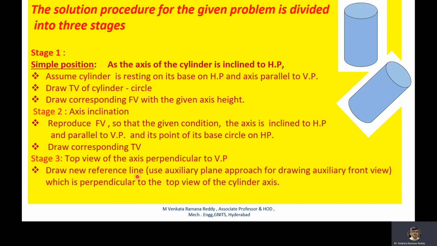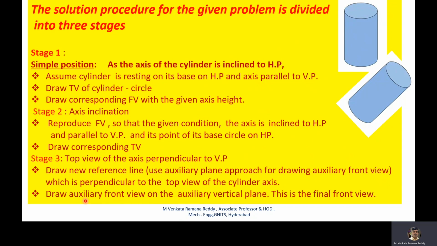That is, draw a new reference line, using the auxiliary plane approach for drawing the auxiliary front view. That new reference line is perpendicular to the top view of the cylinder axis. Then draw the auxiliary front view on the auxiliary vertical plane. This is the final front view. Now we'll move towards the detailed constructional procedure for the given problem.